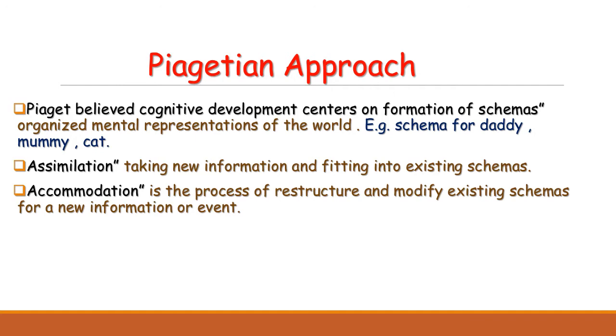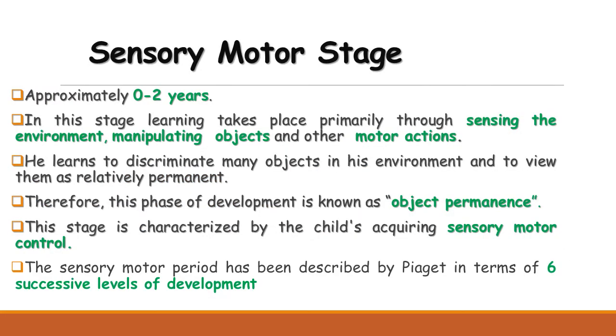For example, if we are particularly discussing child development, schemas means that the child develops schemas for daddy, schemas for mommy, depending on the characteristics and depending on their age level. Then we have the assimilation concept, that is taking new information and fitting it into existing schemas. For example, the child learned a schema about a cat, that all the 4 legged animals are cats.